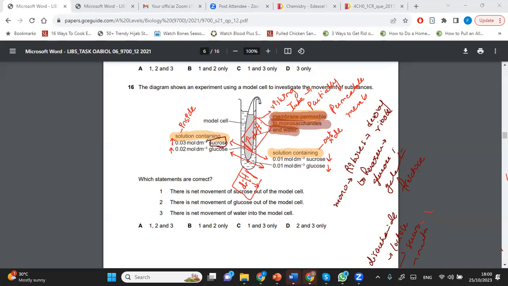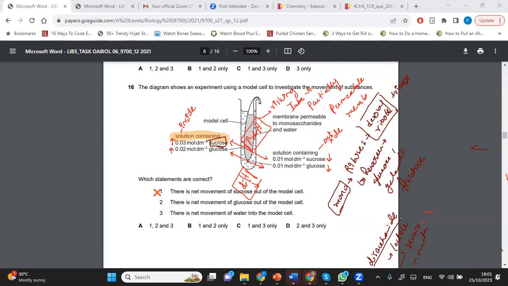That is why it's not going to be moving out of the cell, because the cell membrane is not permeable to disaccharides. It is only permeable to monosaccharides, meaning that only glucose, galactose, and fructose will be able to actually move out of the cell. Other than your deoxyribose, ribose, trioses, other than the monosaccharides, nothing else will be able to move out. So sucrose is a disaccharide. That is why it's not going to be moving out of the cell.